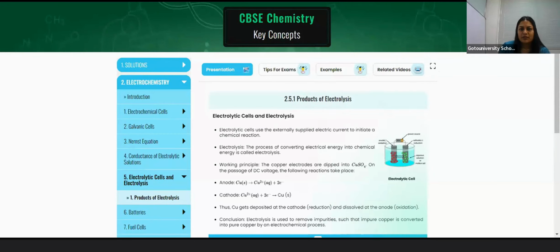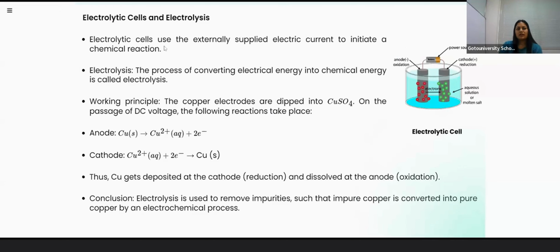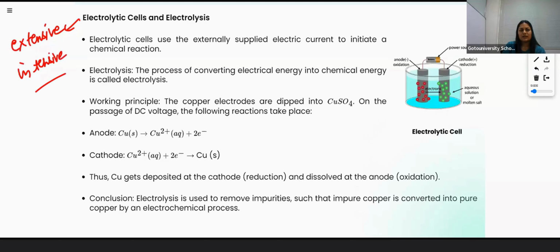In the products of electrolysis, as we have discussed in electrolytic cells and electrolysis, the electrolytic cell basically depends on two features: extensive and intensive. Extensive is the current flowing in the electrolytic cell, and intensive is the chemical reaction. Extensive is what is happening outside, and intensive is the chemical reaction taking place inside.